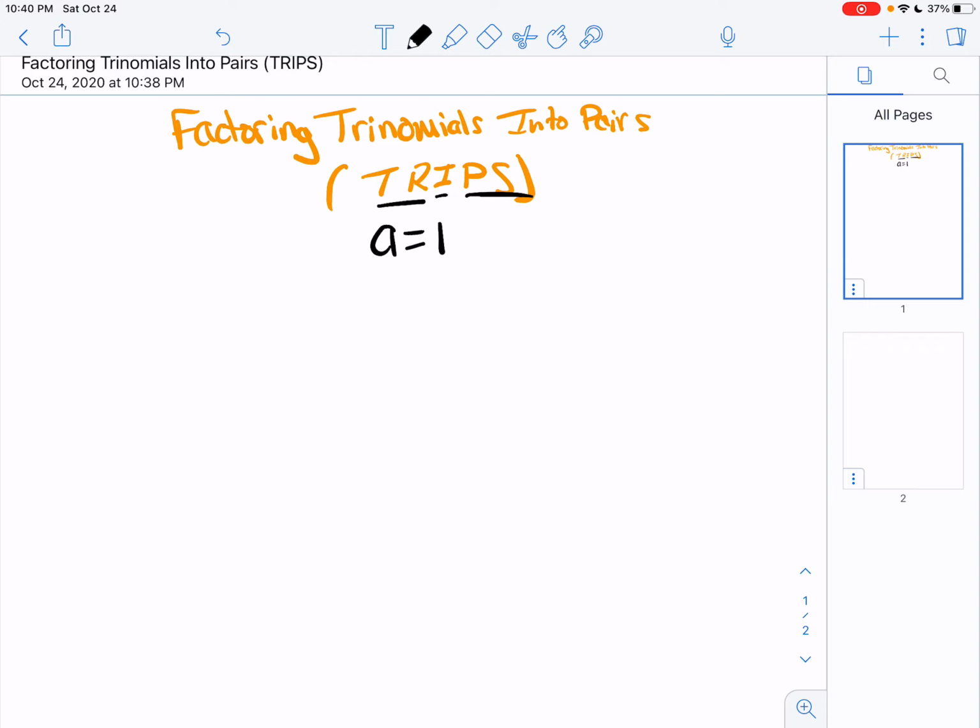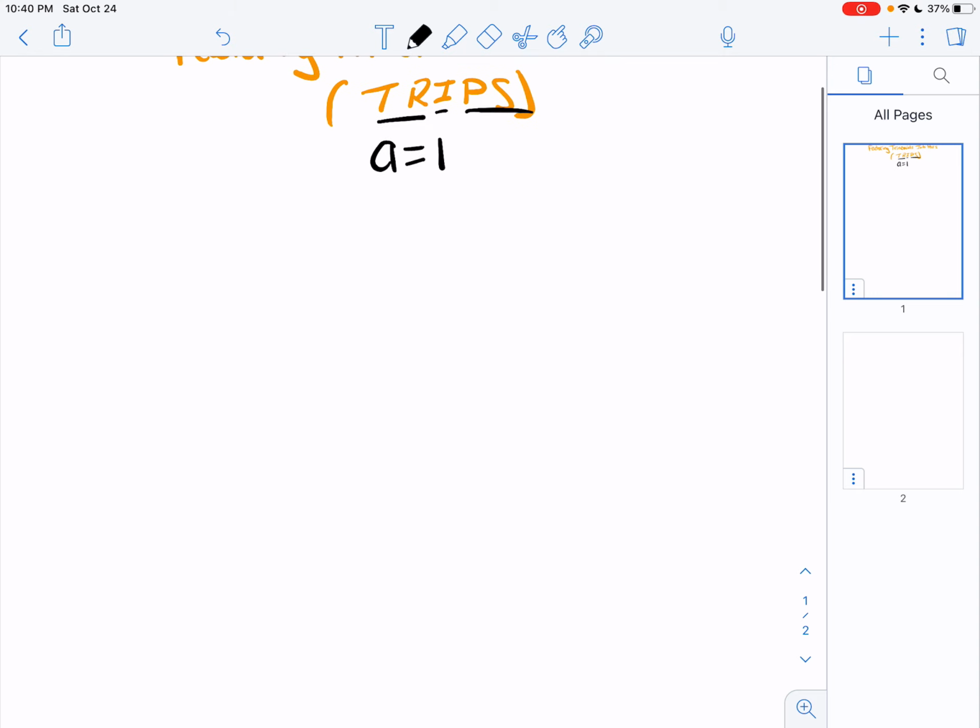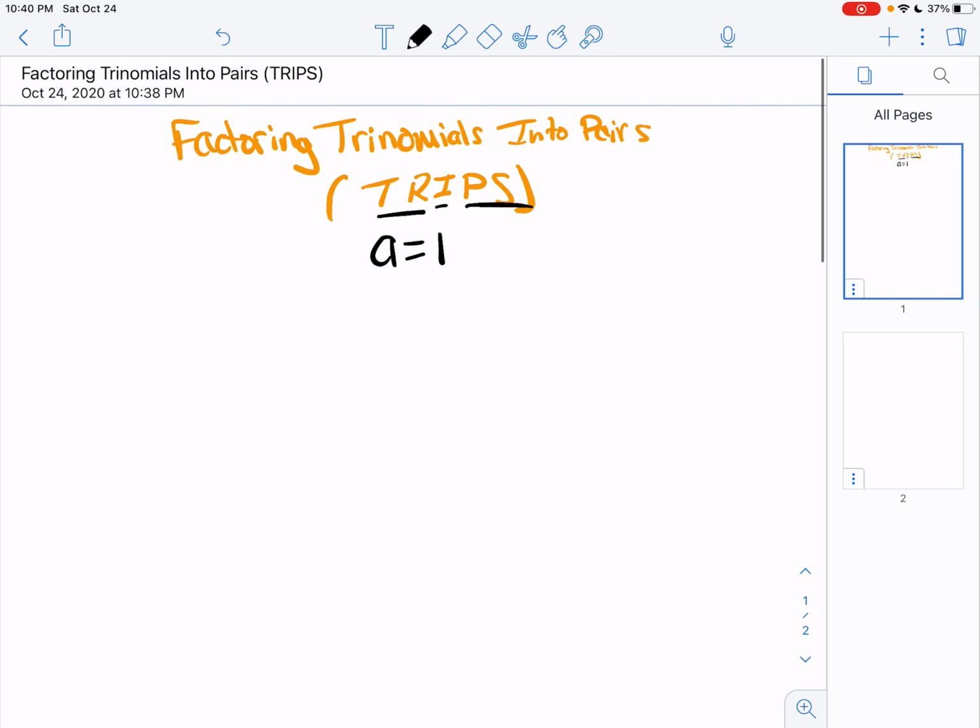So this is the case. We can do this when a equals 1 in a quadratic equation. So if we have the generic quadratic equation, ax squared plus bx plus c, this works when a equals 1. If a is not equal to 1, then we cannot do this method. So always be careful about that.